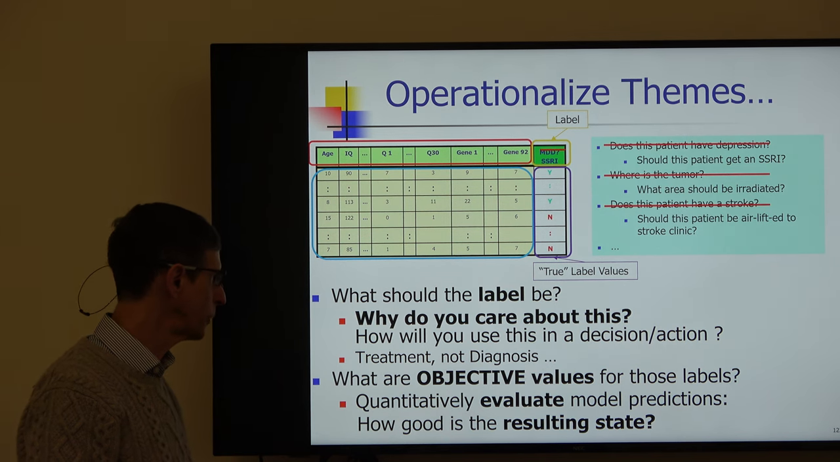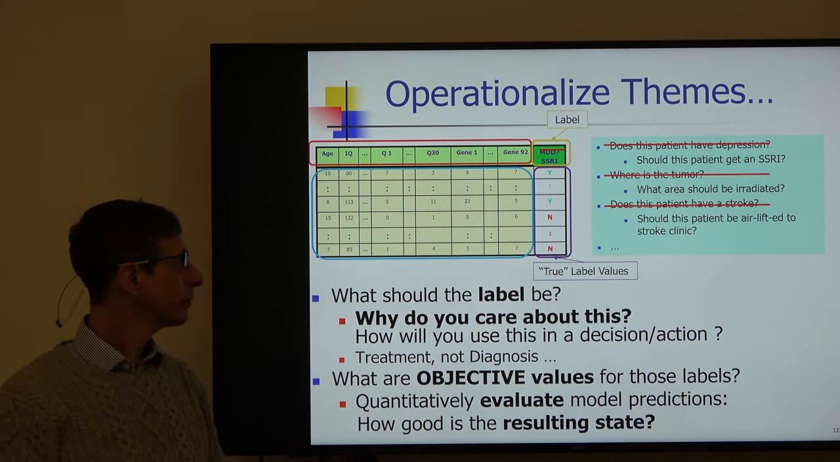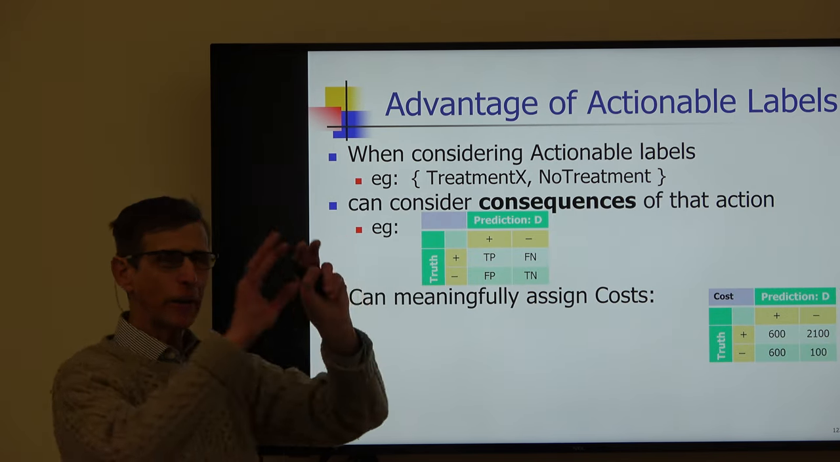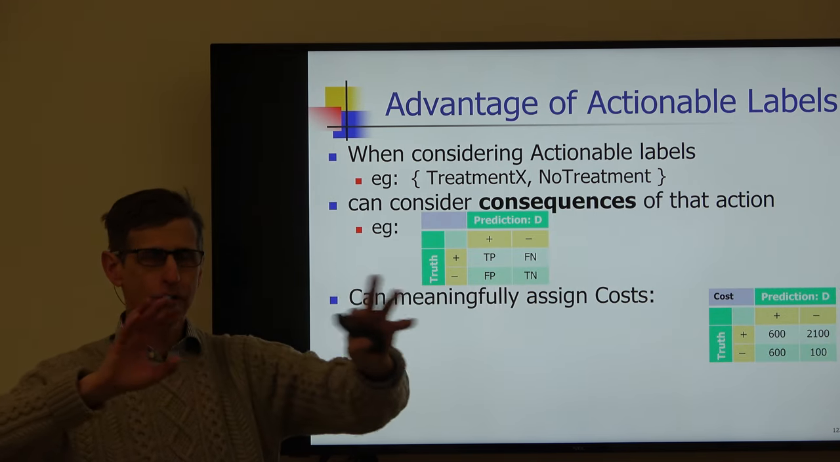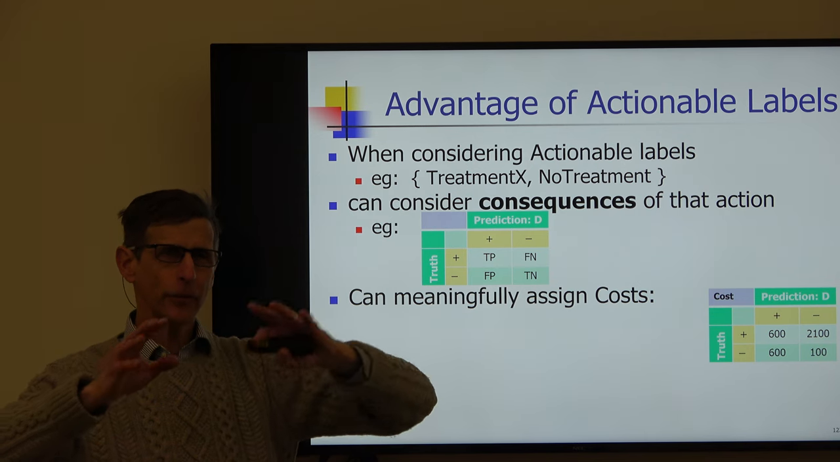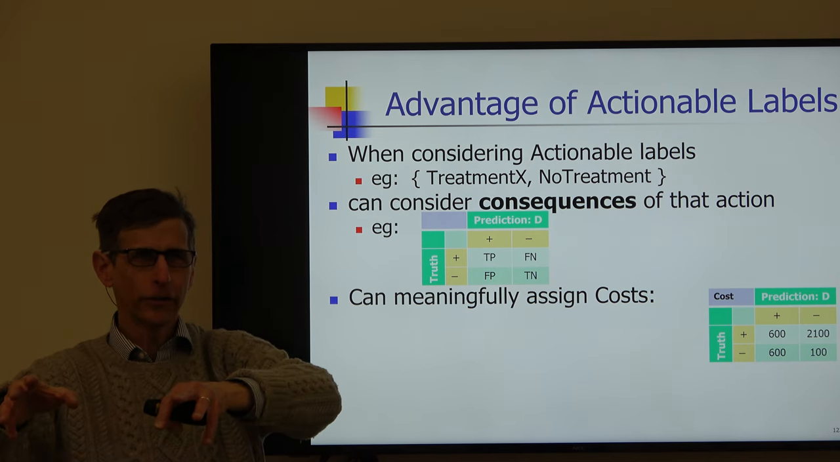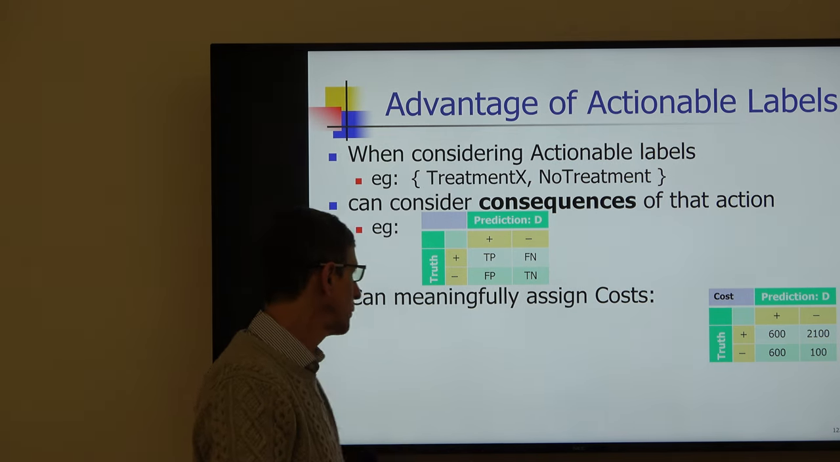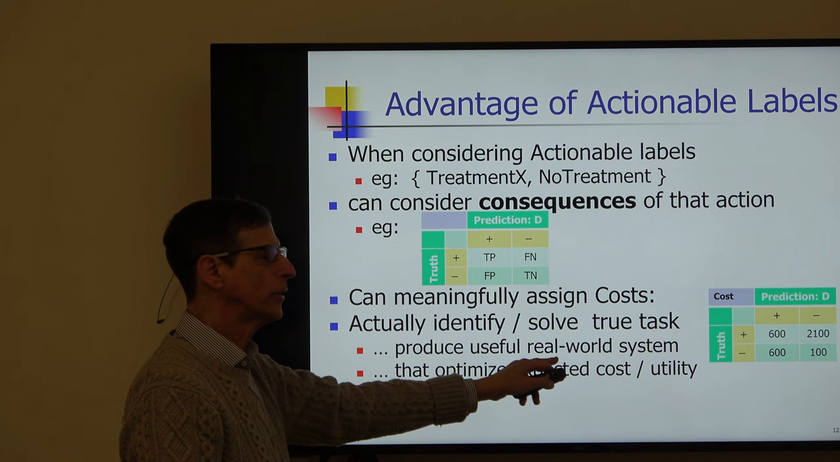Quantity, evaluate the model predictions, how good your results do. So if you think about this model, about the results of actions you take, it's easy to think about the consequences, and hence the relative values of false negatives and false positives, because you're actually consistent to get the slides I skipped here. We talk about utility, what happened.